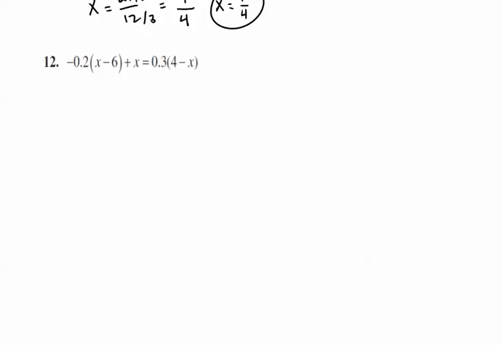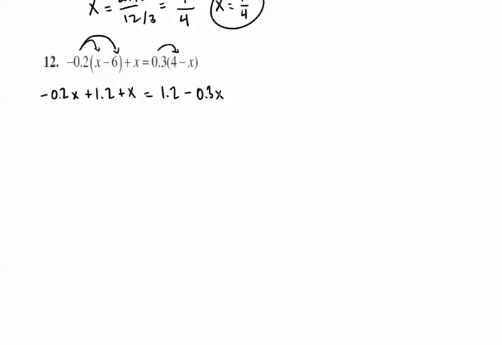Okay, with number 12, similar type of problem, only this time we have some decimals. So we're going to distribute. Negative 0.2 times x is negative 0.2x. Negative 0.2 times negative 6. You can feel free to use your calculator. And that's going to come out to be positive 1.2. Then a plus x is equal to 0.3 times 4, which is 1.2 minus 0.3x.